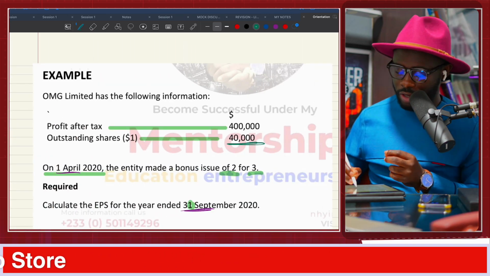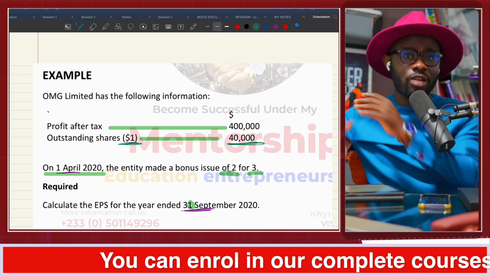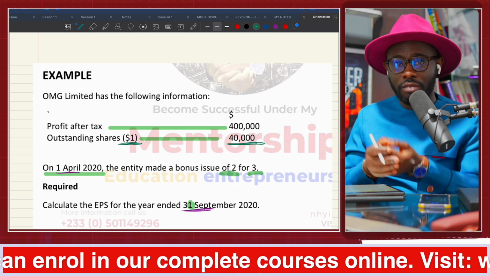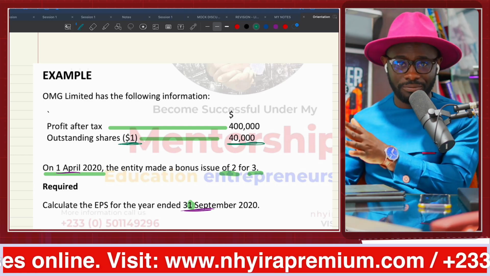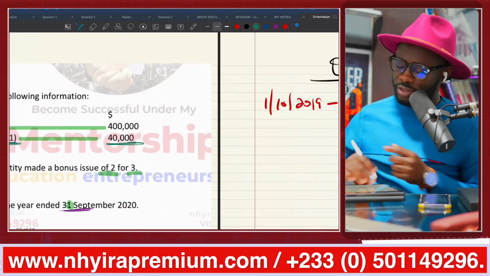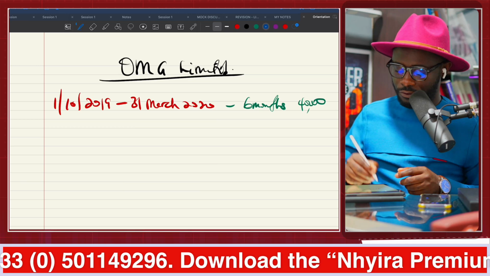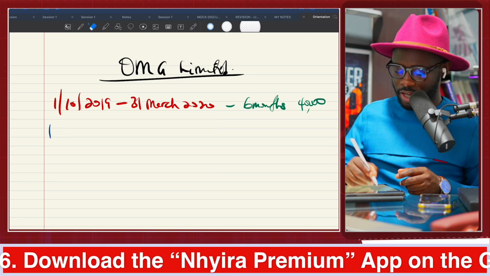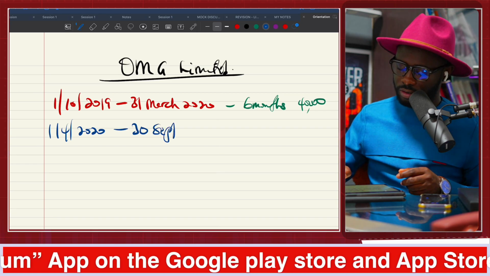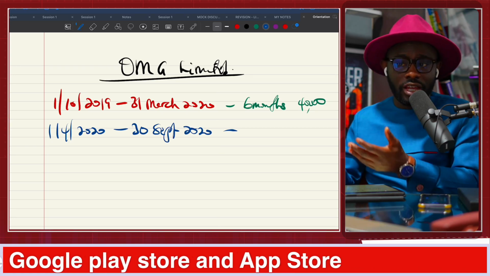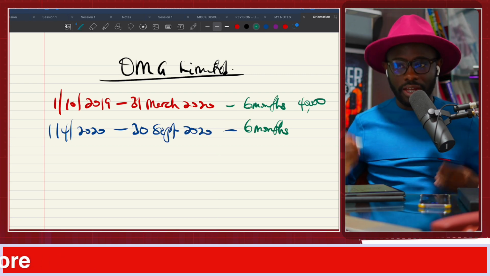Now remember, the nominal value of the share is $1. If it was 0 point something, we would have divided. But 40,000 divided by 1 is still going to be 40,000. So no cause for alarm in respect of that, right? So for the 6 months, we had 40,000 shares outstanding. Then from 1st April 2020 to the year ended 30th Sep 2020, that will also be another 6 months.